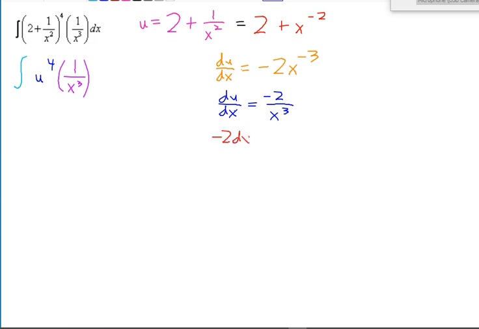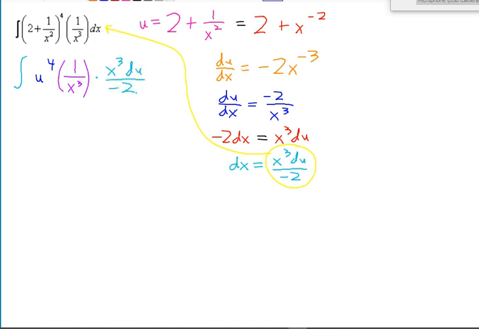negative 2 dx equals x cubed times du. And then divided by negative 2, you get dx equals x cubed du over negative 2. And then we can take that and substitute it into the dx. So we'll put in our x cubed du over negative 2 and then try to simplify it.